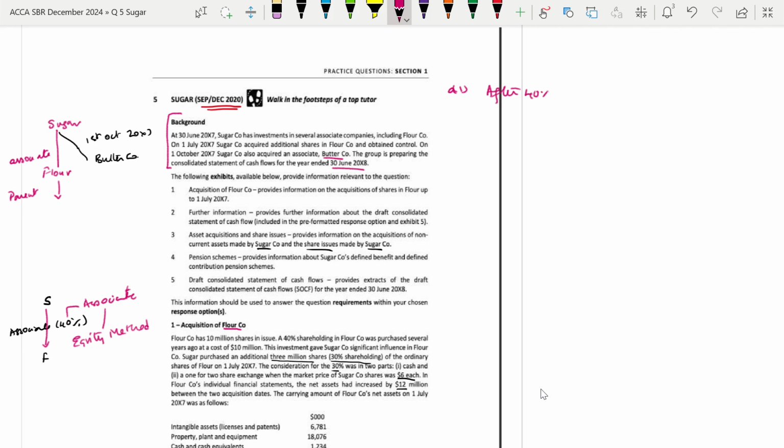After 40% of investment, Sugar will exert significant influence over Floor. Sugar is an associate.